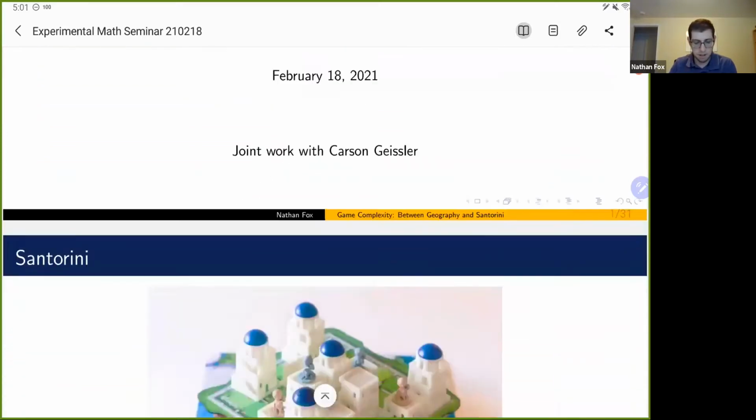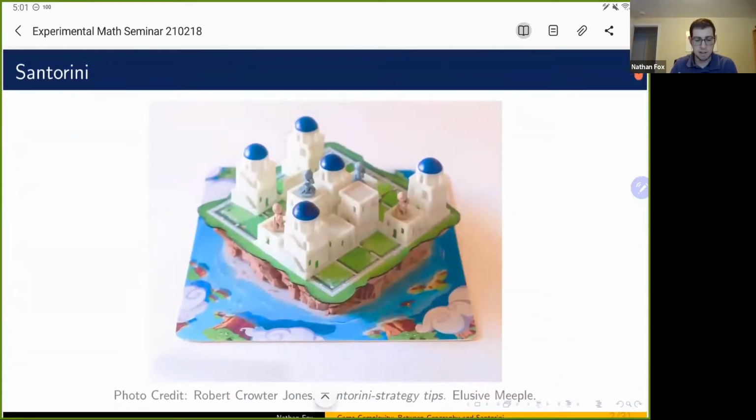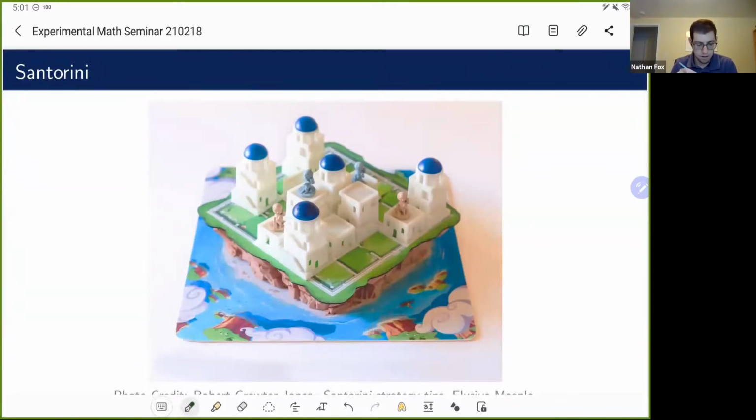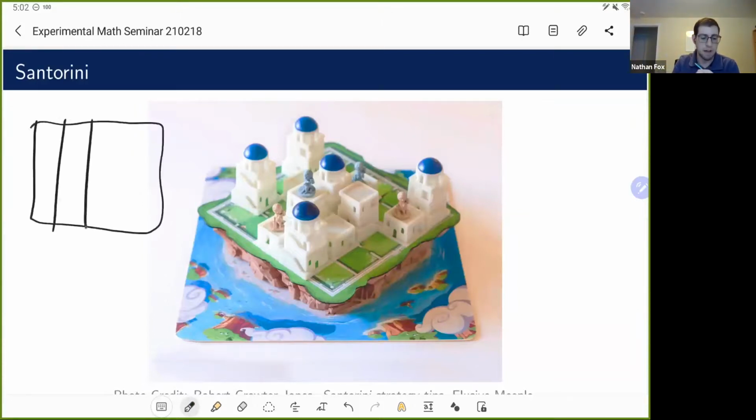So first of all, what is Santorini, aside from a Greek island that once exploded in a huge volcanic eruption? It's a board game, and this is what the board looks like. Now I'm going to explain what the rules of this game are. You have a 5x5 grid. It's kind of hard to see because there's stuff on the board, but the board is a 5x5 grid.